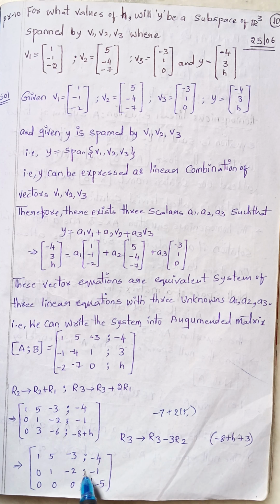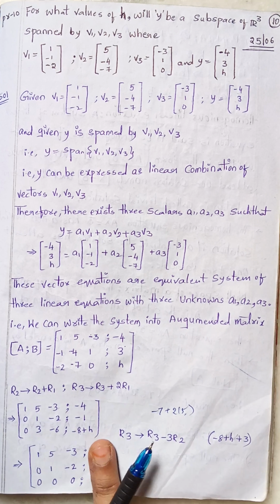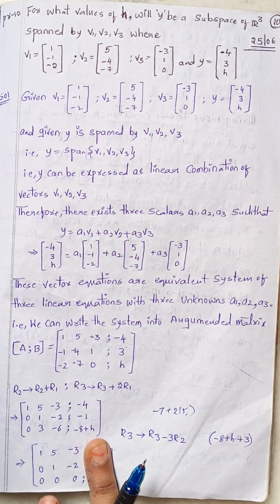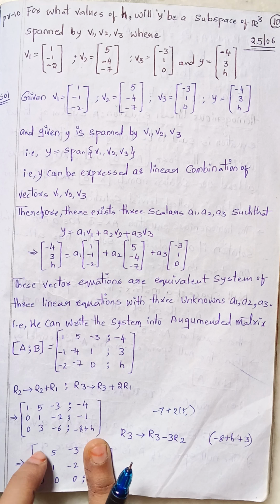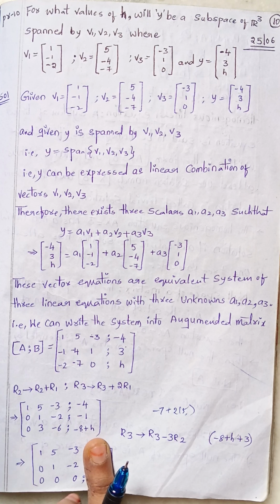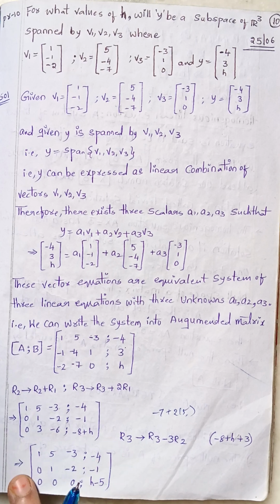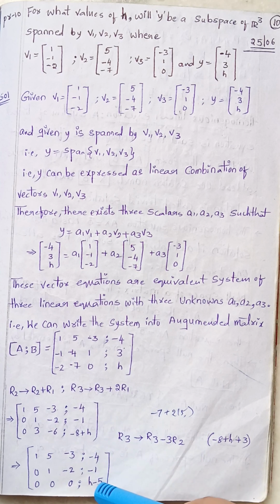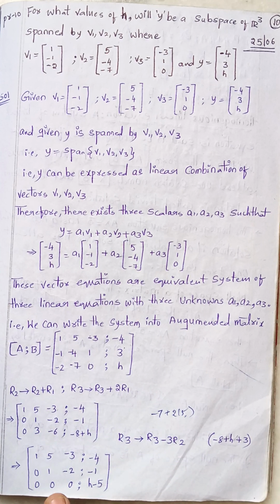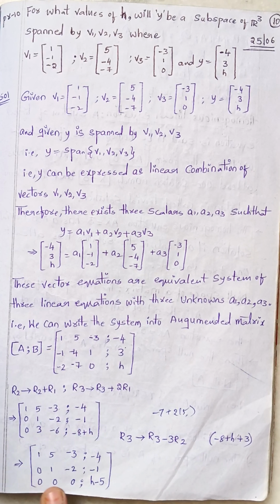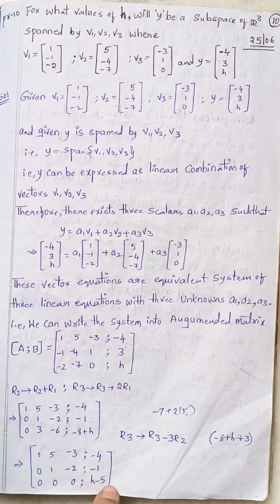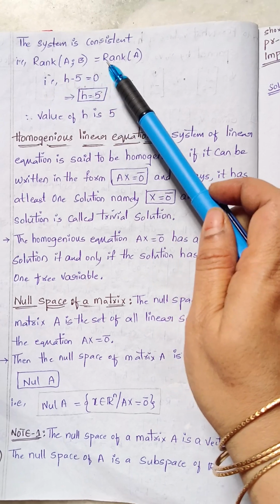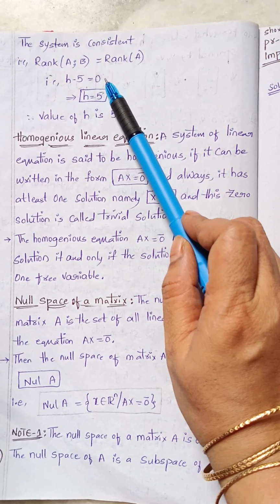So our condition is on the rank of A. A means only up to here, and the rank of the augmented matrix means the total. The rank of A is the number of non-zero rows. How many non-zero rows here? 1, 2. This is a zero row. So the rank of this matrix is 2. The rank of the augmented matrix is the number of non-zero rows in the total: 1, 2, and here it is non-zero, so 3. But we want rank of A equal to rank of the augmented matrix. This is possible only if this value is 0. So when it is 0, h minus 5 must be 0, so h is 5.